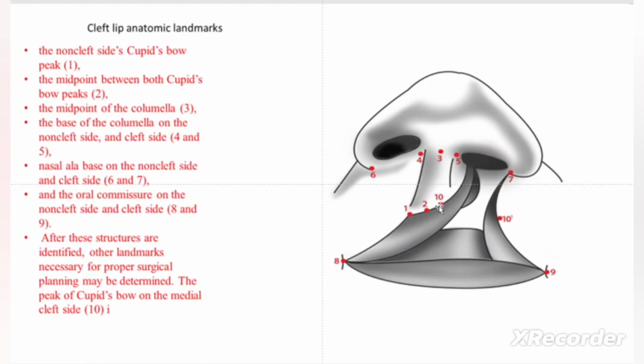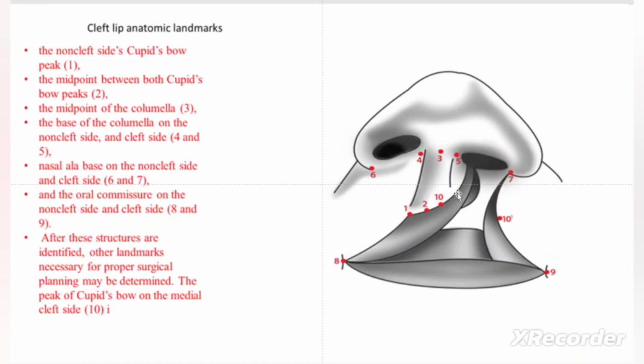For the rotation flap we have to make an incision from 10 to 3, and sometimes we need one back cut. For that we give one incision from 3 to 4. It should not cross 4. If it crosses, it will break the normal side filtral column, so it will look not aesthetic. After making this incision, this rotation flap will turn downwards, so this 10 will come downwards.